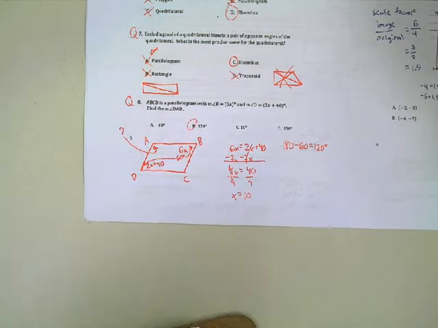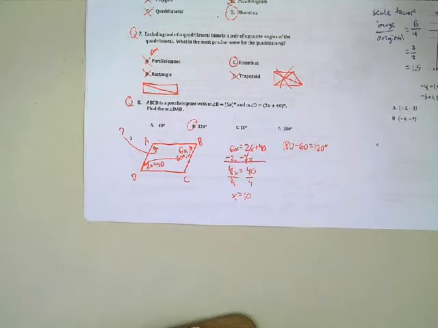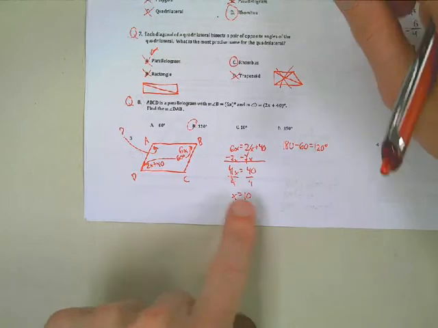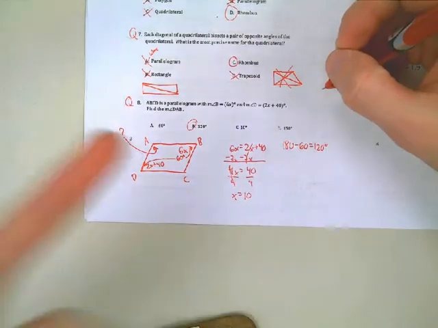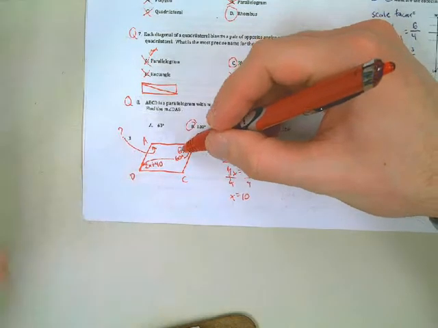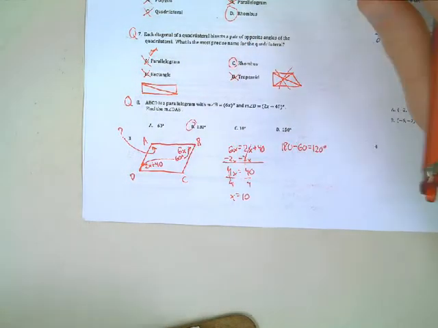The wrong answers in multiple choice are not just random wrong answers. They're wrong answers that are common mistakes. Some students would stop when they see that x is 10. They think, oh, I'm done when x is 10, and they put that. Or some students would plug in the 10 and say, oh, the answer is 60. But that'd be wrong, because DAB is the angle we're trying to solve for, not B or D. Okay, so please be careful about that.